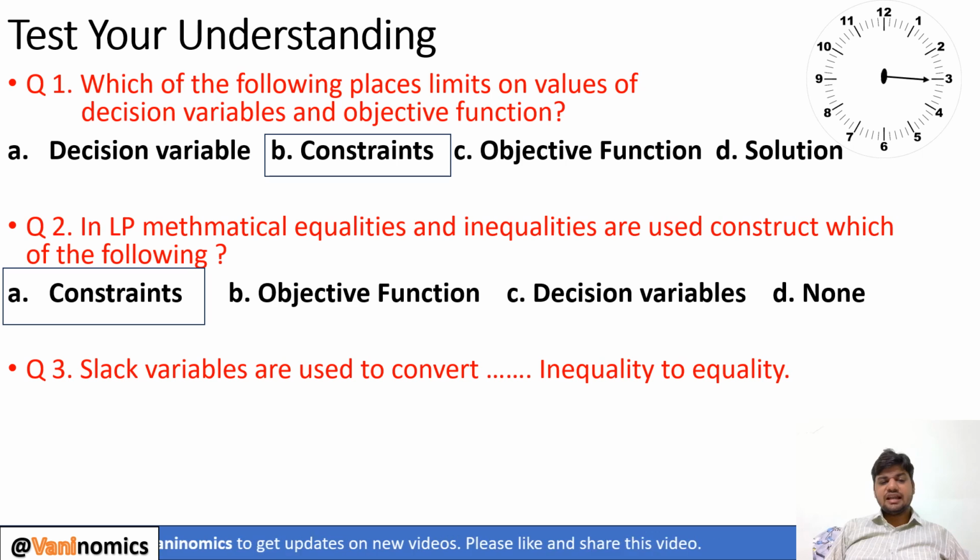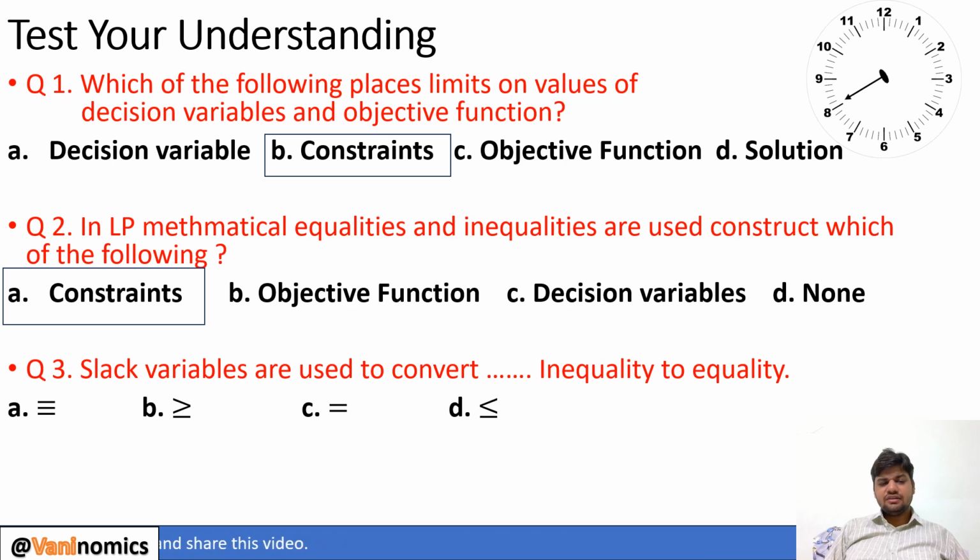Then next question. Slack variables are used to convert dash inequality to equality. And the four options are these. And the right answer is less than equal to.